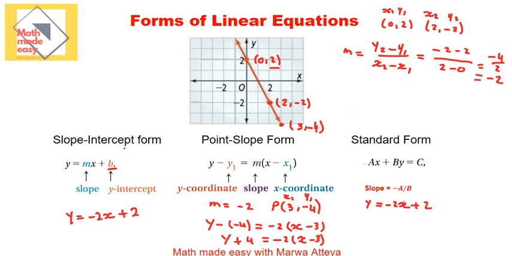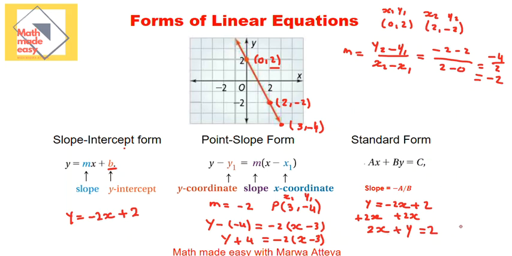I'm going to use this form and change it into standard form by taking both x and y on the same side of the equation. If you add 2x to both sides, you will end up with 2x plus y equal to 2. So this form here of the equation is the equation for the same line, but in standard form.